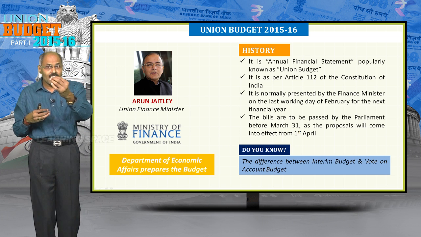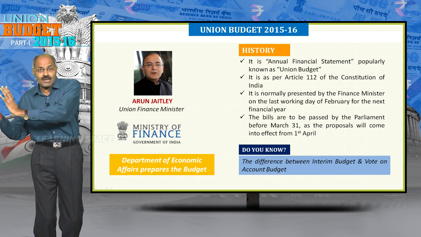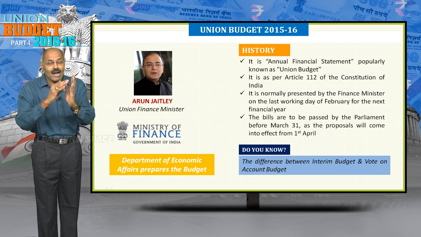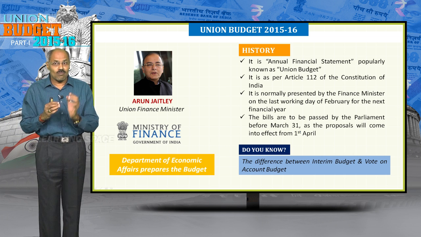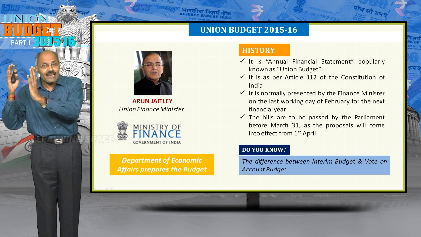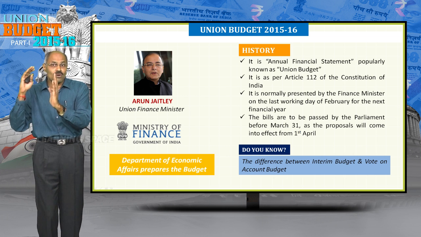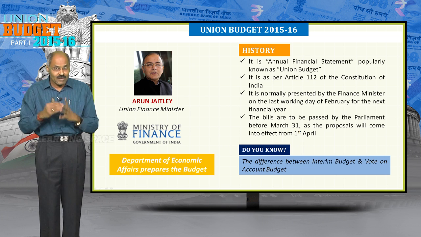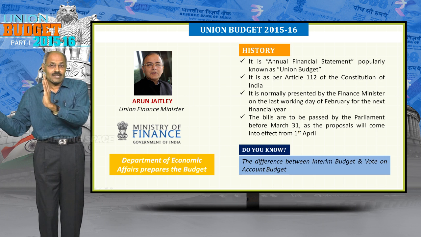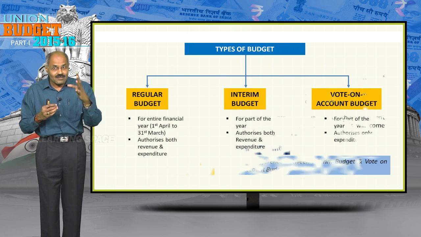One more point I would like to tell you is, these budget proposals will be applicable for the next financial year. I have already told you the financial year starts on 1st April and ends on 31st March. So, whatever the proposals presented in the budget will be applicable for the next financial year. That means from 1st April to 31st March of 2015 and 16. That means 1st April 2015 to 31st March 2016, these budget proposals will be applicable, right.